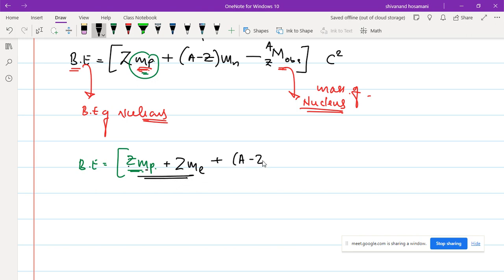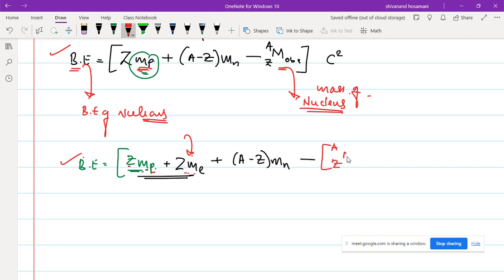Then minus, see, I have added this mass of the electron, right? So let's subtract the same thing, because there should not be any difference between this formula and this one. It is just a conversion from nuclear mass to atomic mass. Therefore here Z into Mp, Z into Me, then (A minus Z) times mass of the neutron, then minus observed mass of the nucleus plus its electron masses.